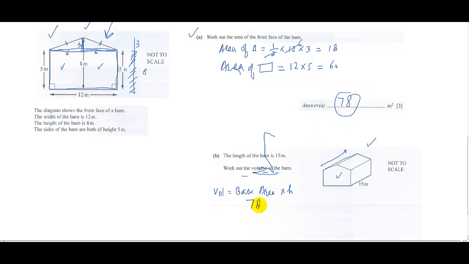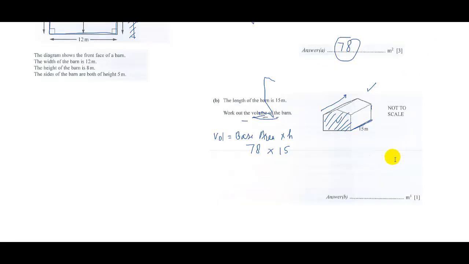Base area is basically the cross section, and the area of this cross section is 78. The height of the prism is the distance between the first base and the second base, which is 15. So the height is 15. This will give us the volume of the prism, which is the bar here. So the volume is 1170 meter cube.